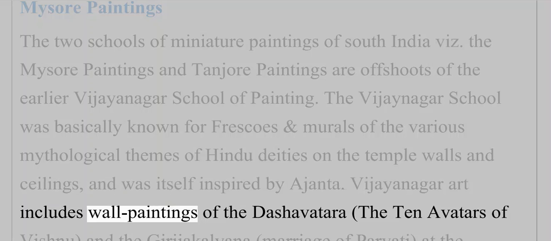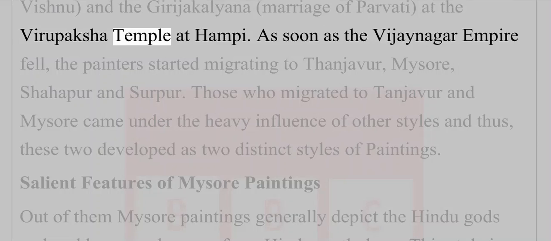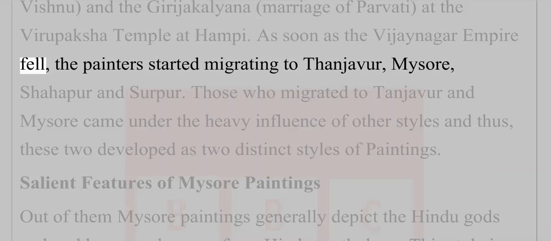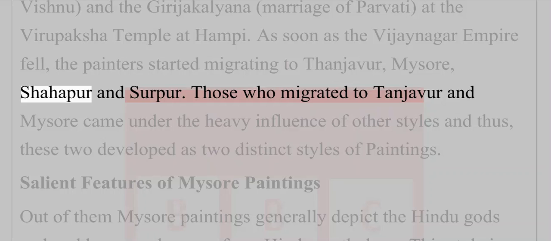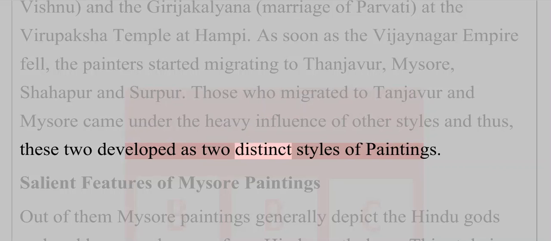Vijayanagar art includes wall paintings of the Dashavatara, the 10 avatars of Vishnu, and the Girija Kalyana, the marriage of Parvati, at the Virupaksha temple at Hampi. As soon as the Vijayanagar Empire fell, the painters started migrating to Tanjavur, Mysore, Shahpur and Surpur. Those who migrated to Tanjavur and Mysore came under the heavy influence of other styles, and thus these two developed as two distinct styles of painting.